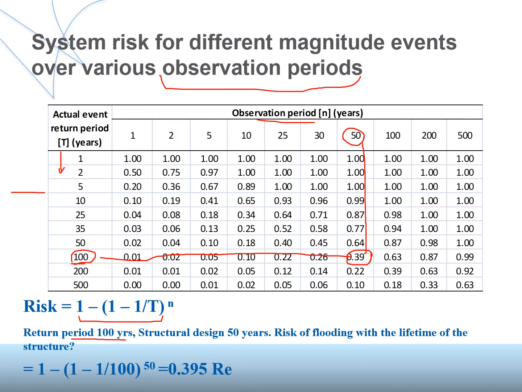The same way, the other way around, if you design a structure for a 100-year lifespan, and you use a 50-year return period flood, then the probability that the structure will be flooded at least once in its lifespan, which is 100 years, is 87%.